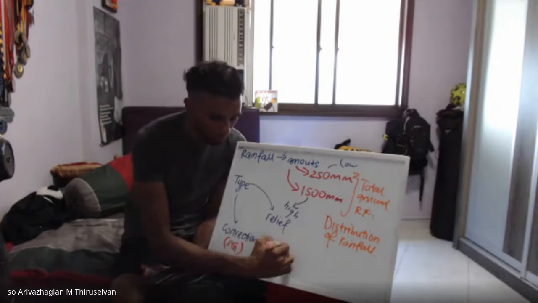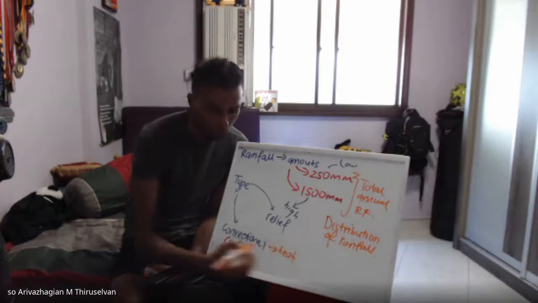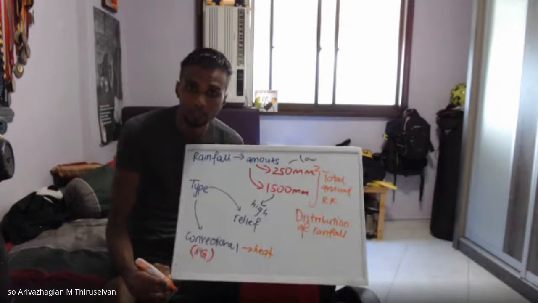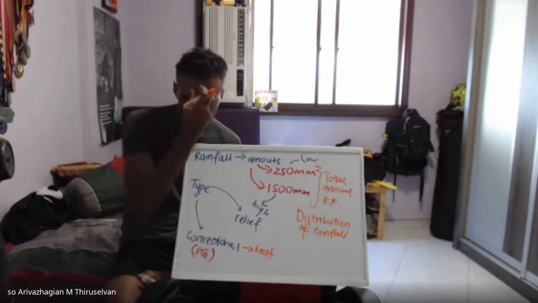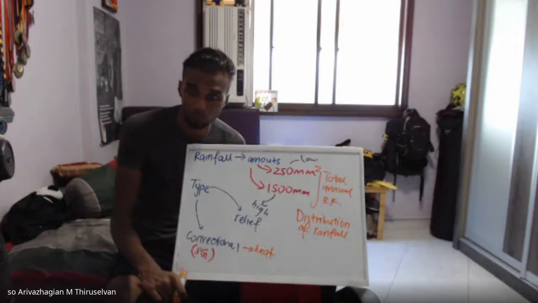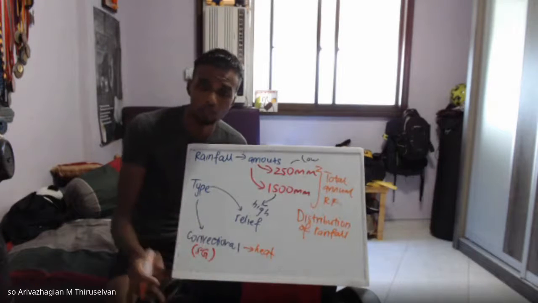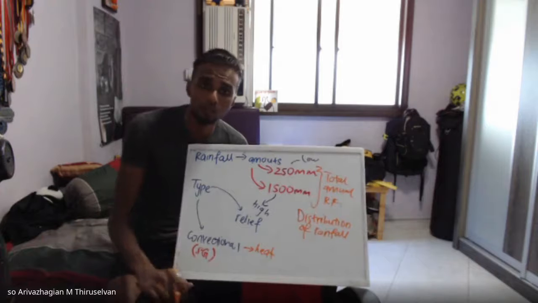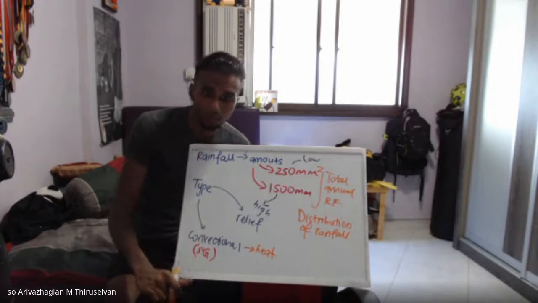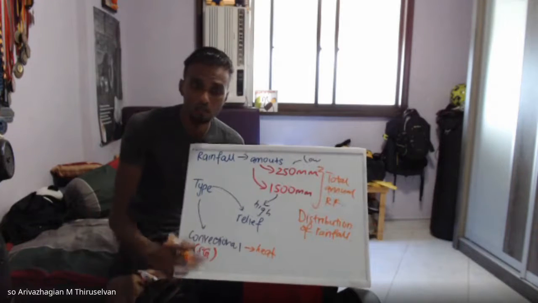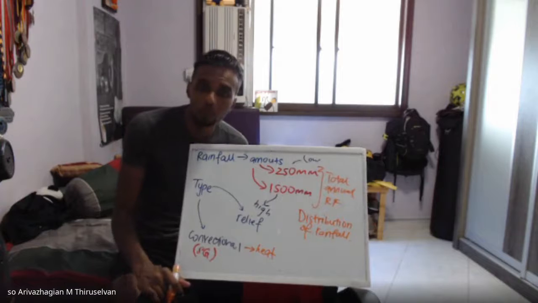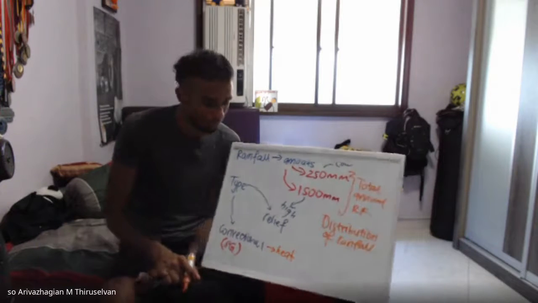For convectional, it's pretty simple. We are talking about heat, high heat, and that's why Singapore is so exposed to it. Temperatures here are very high. We are near the equator. Revise again: latitude at the equator, the solar angle will be at 90 degrees, and temperature will be very high.